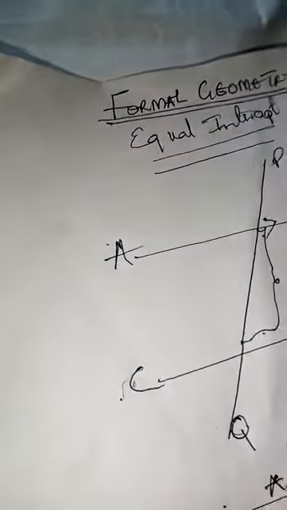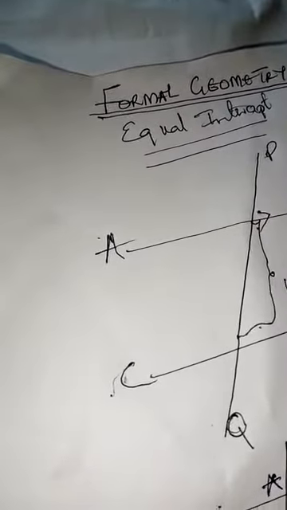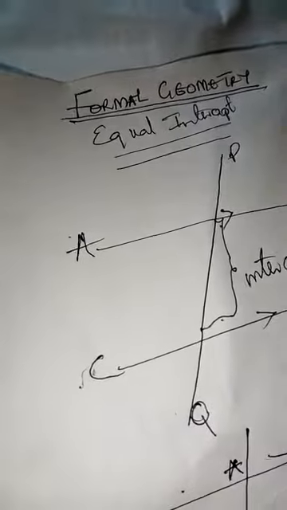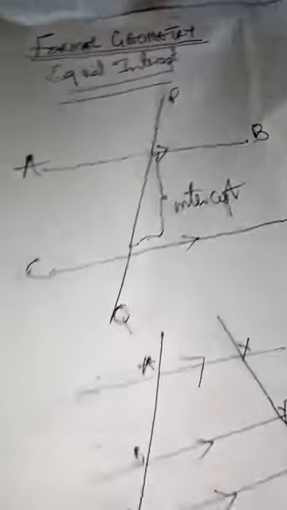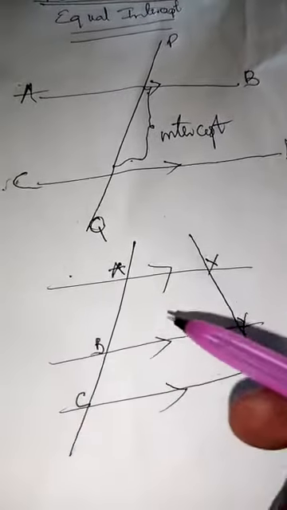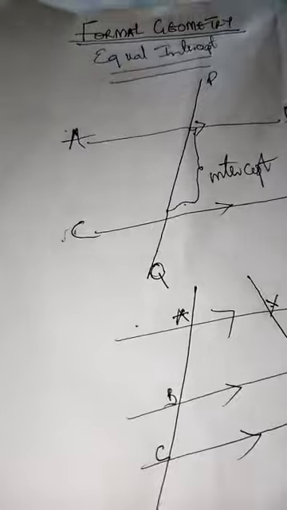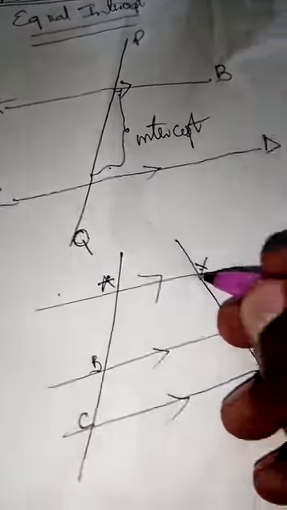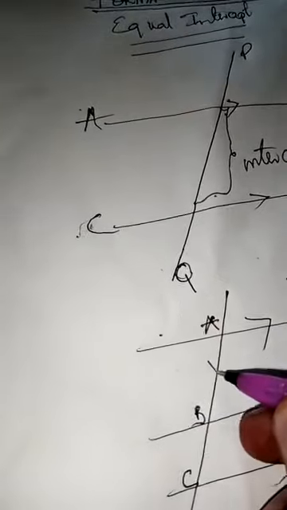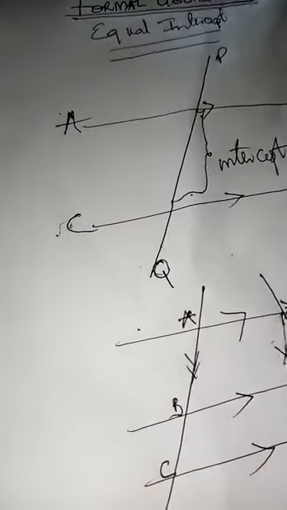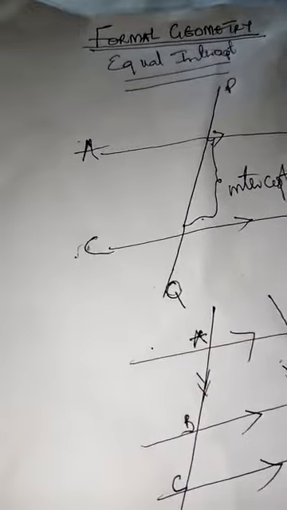Let me call this one A, this one B, this one C, this one X, this one Y, this one Z. A, B, C, X, Y, Z. And these are parallel. This one will be parallel to this place and also will be parallel to this place.